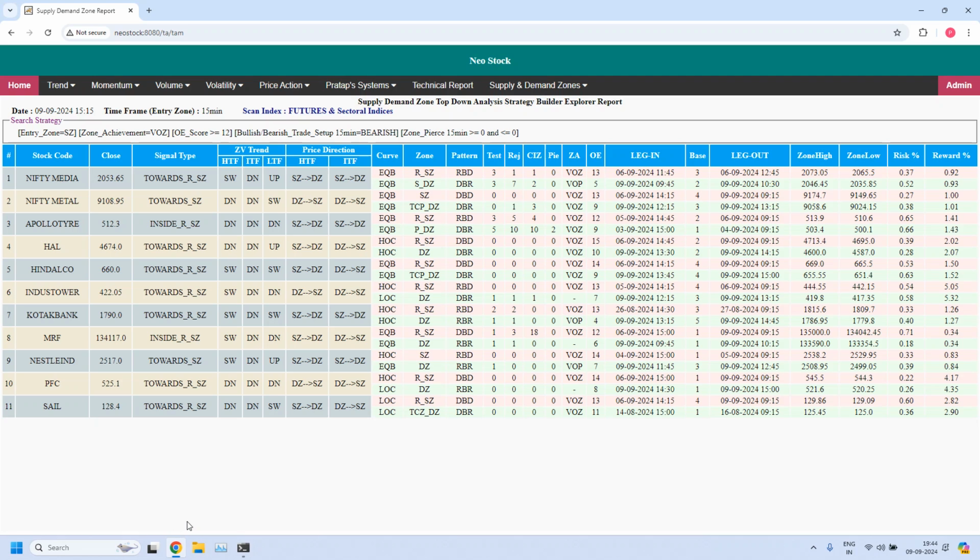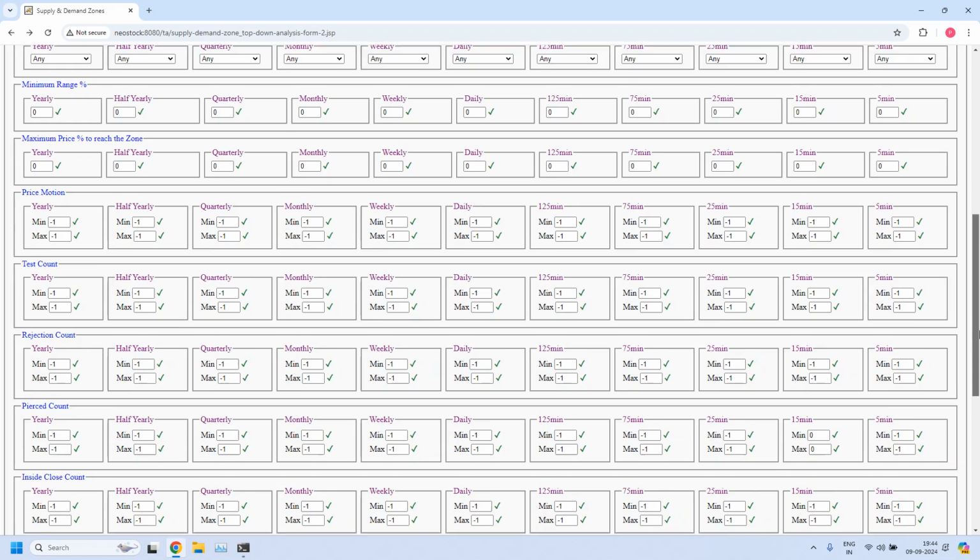Now 11 stocks are filtered. All these 11 stocks are supporting a bearish trade setup for daily income trade. Let's increase the probability of this zone. So for high probability, we need to look for ITF confluence, the supply zone confluence. That is 15 minutes and 75 minutes supply zone confluence. Let's verify.